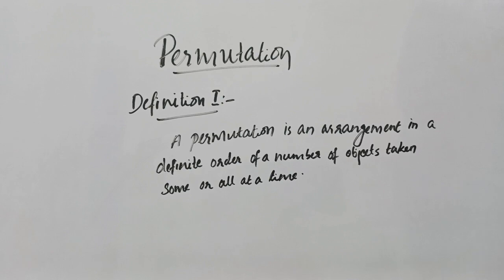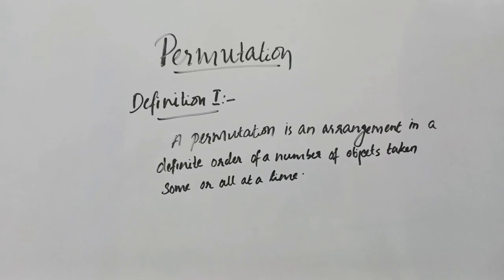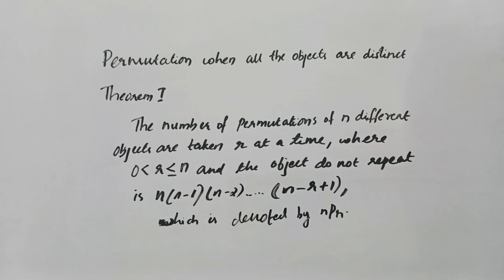Okay, permutation has many definitions. Definition 1: a permutation is an arrangement in a definite order of a number of objects taken some or all at a time. We can consider permutation in two different cases: the permutation when all objects are distinct, and the permutation when all objects are not distinct. Then we have to prove some theorems also. We can discuss them one by one. First case, permutation when all objects are distinct. It is discussed by theorem.